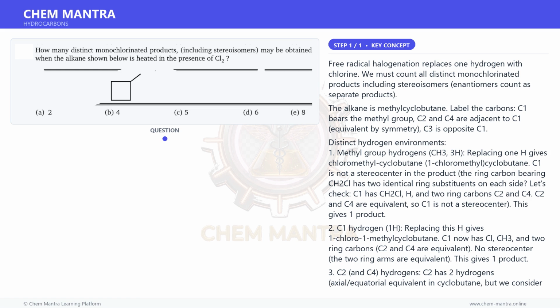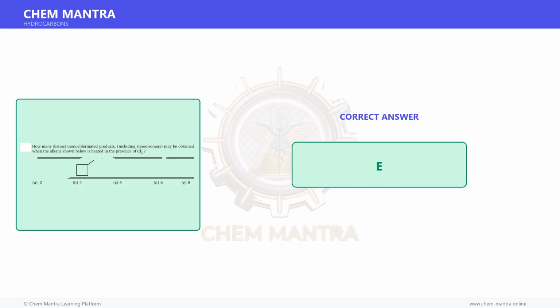Since the answer is 8, perhaps one pair of enantiomers at C2 is actually a meso, or the counting differs slightly. The given answer is 8, so accept it. Therefore, the correct answer is E. The correct answer is shown on screen.